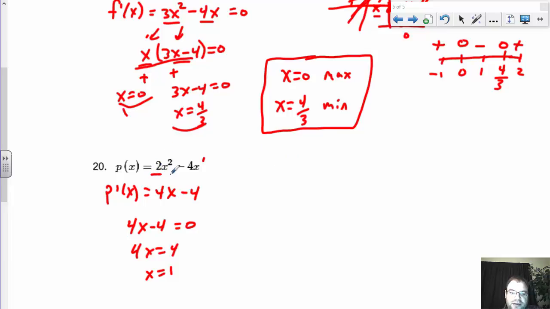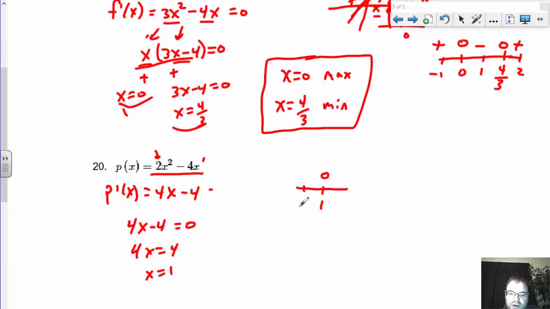Well, we can tell this graph is a parabola, and because this number is positive, it's going to open upward. This should be a minimum, but let's test it anyway, just for the sake of boredom. We'll plug 1 into this derivative. 4 times 1 is 4 minus 4, which is 0. So this would have given us a 0, as we knew it would.